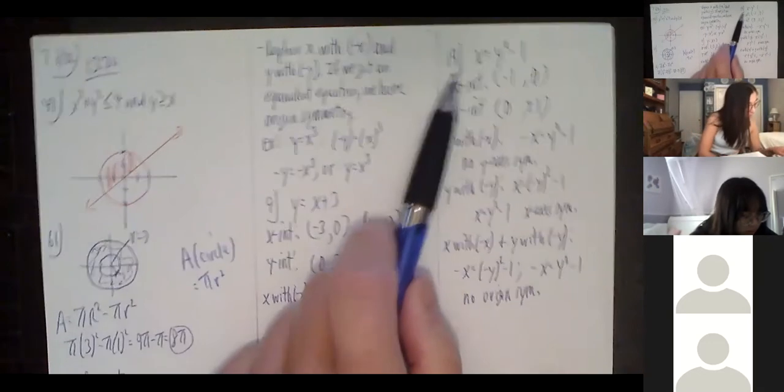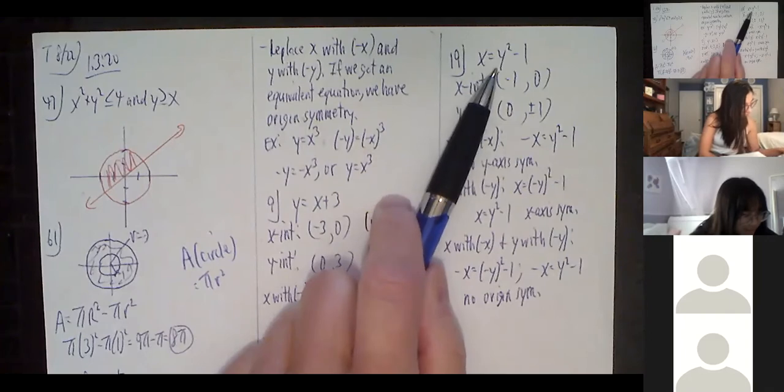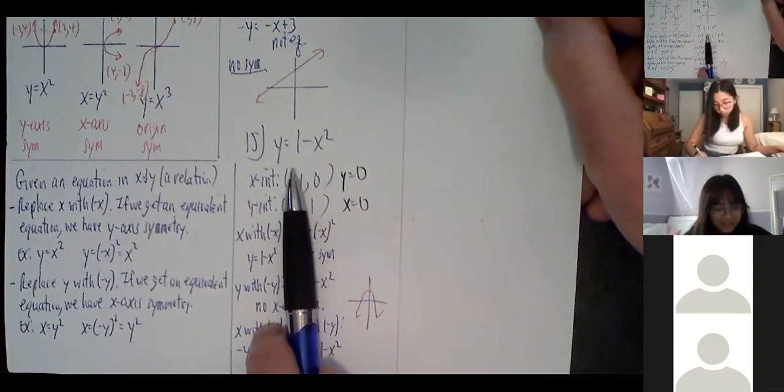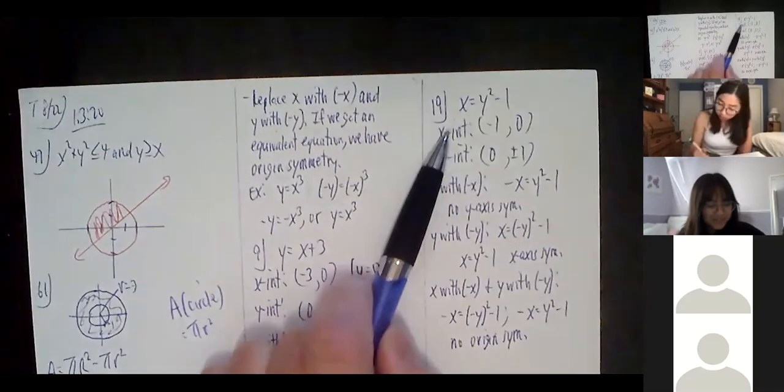Problem 19 goes like this. X equals y squared minus 1. I won't bother to graph that. That's very similar to the previous problem. The only difference is that instead of the x squared, they have y squared. X equals y squared minus 1.